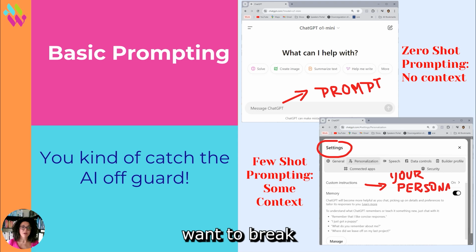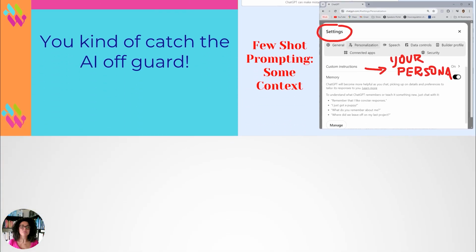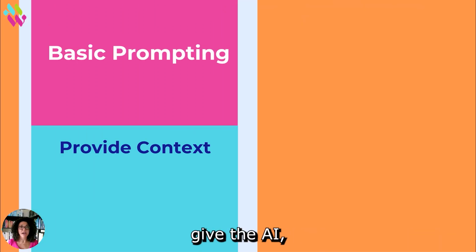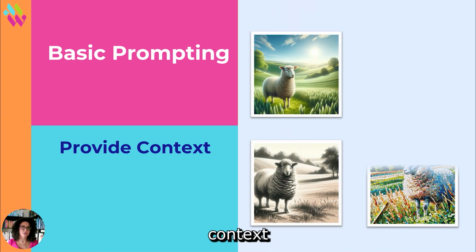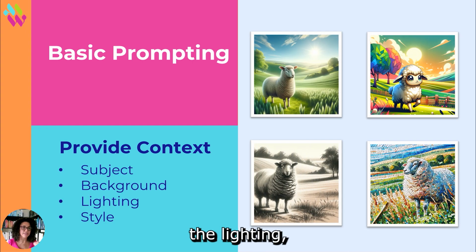And you also want to break down the tasks that you want the AI to do. You can provide examples about what you're trying to do, and you can provide explanations around what you're trying to do. If you want to create images, you want to give the AI context about the background, the lighting, the colors, the style, etc.